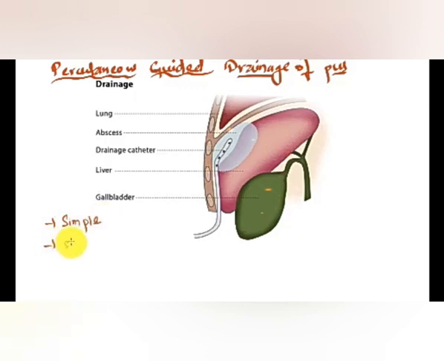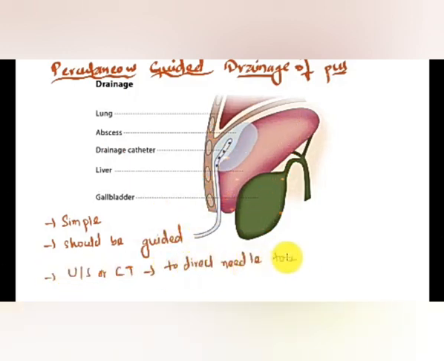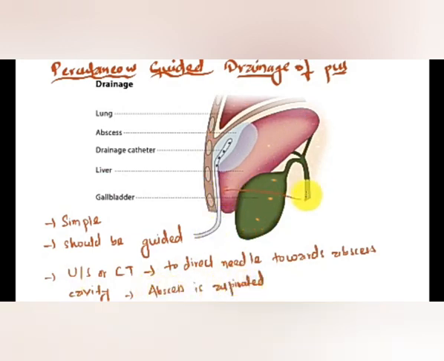Talking about percutaneous guided drainage of abscess, it is very simple, and it should always be guided. We should not perform percutaneous drainage of abscess without guidance of ultrasound or CT. So we can use ultrasound or CT for the guidance to direct the needle towards the abscess cavity. We aspirate the abscess, then a tube is inserted.